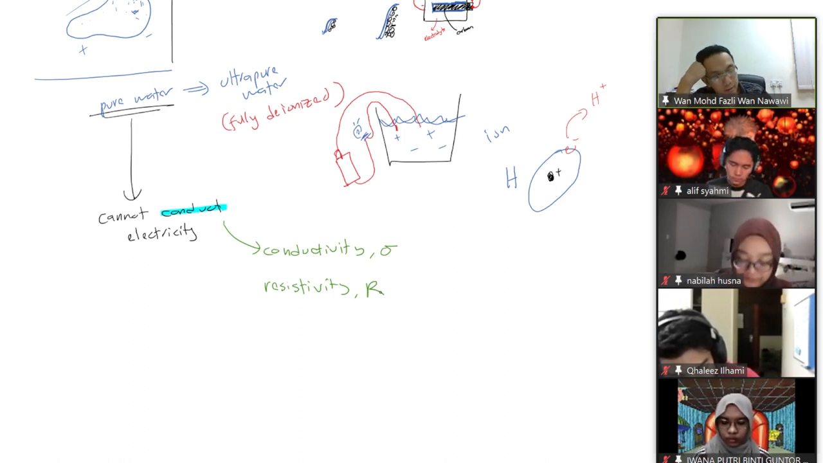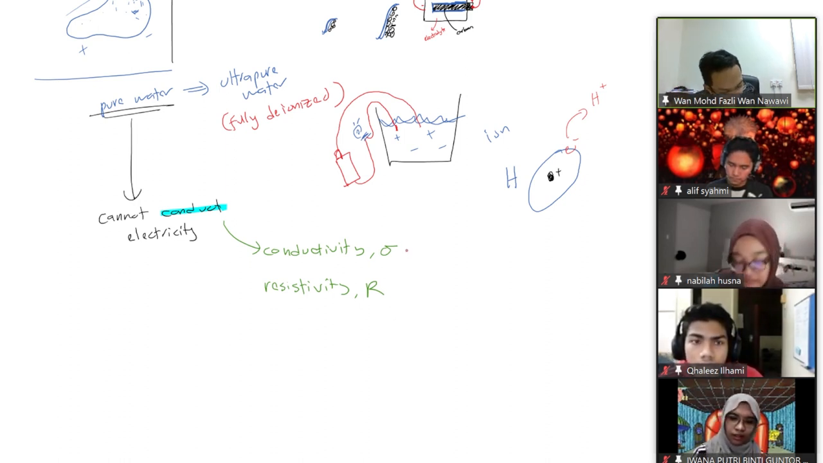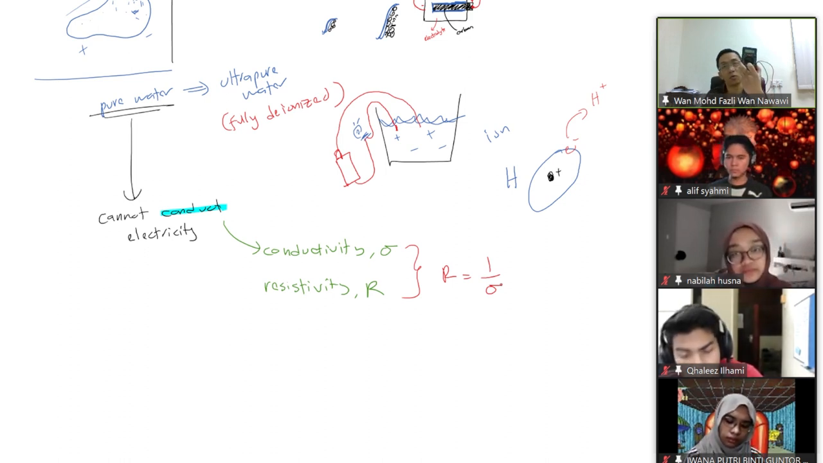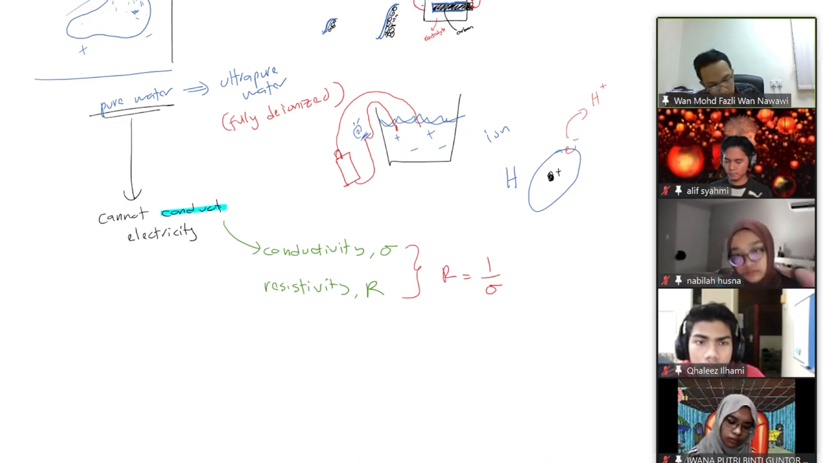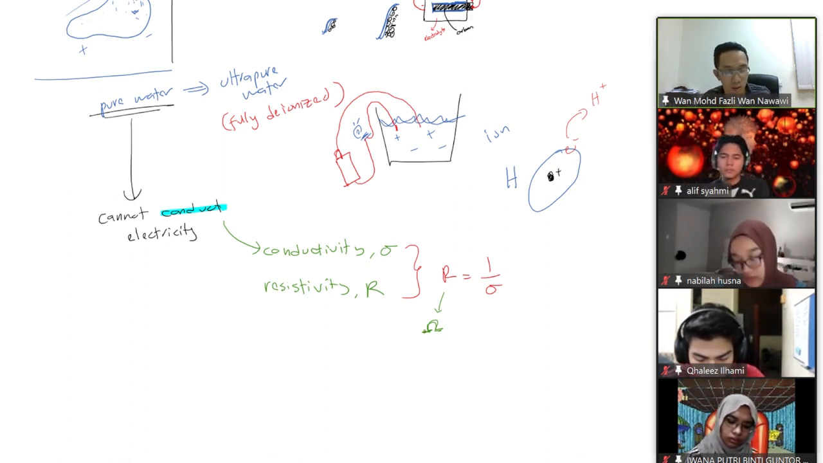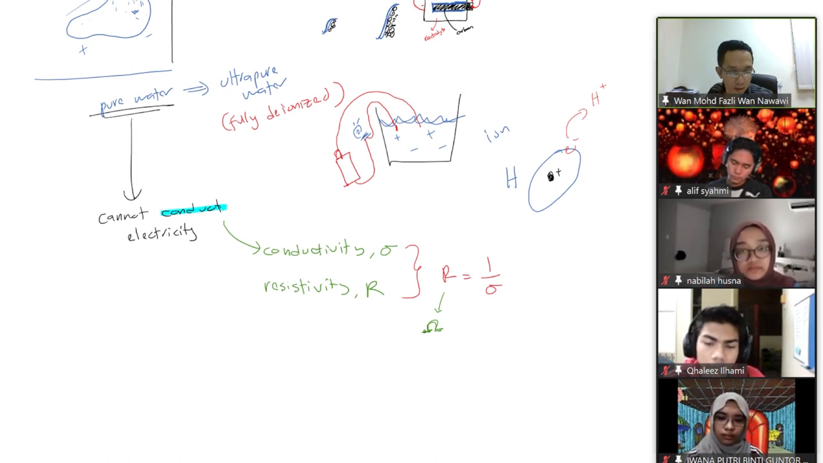Anyway, the resistivity, the R, is basically the inverse of the conductivity. We know before that you can use the ohmmeter to check the resistivity. Normally you see it in terms of ohm. Okay, so you see ohm.